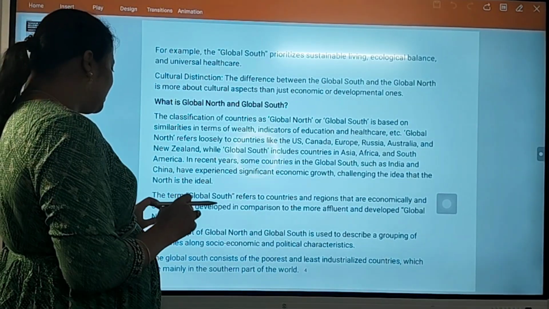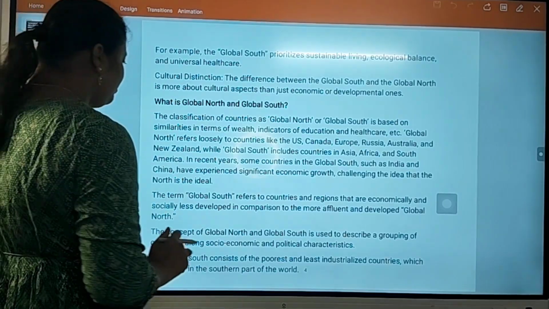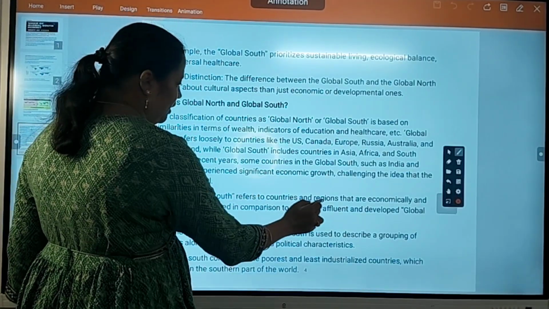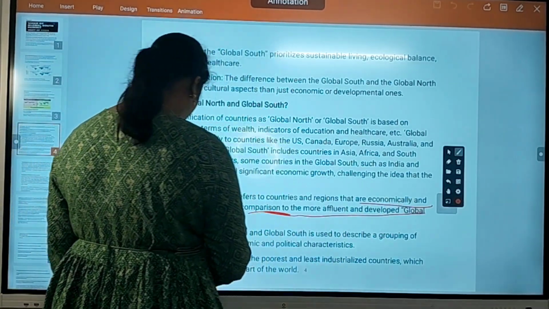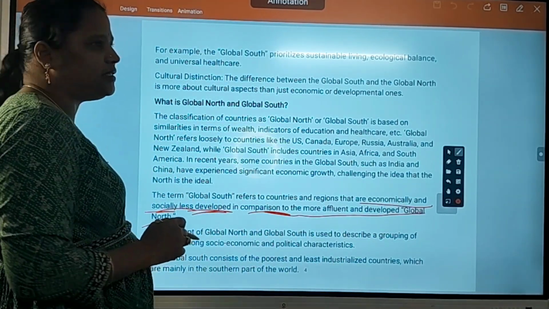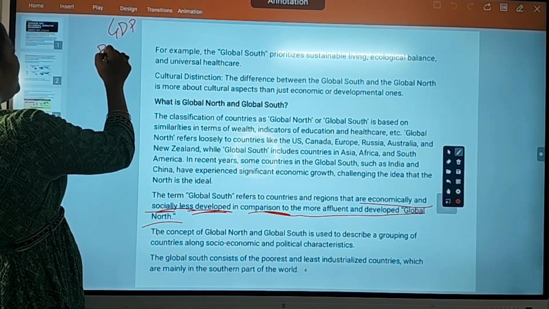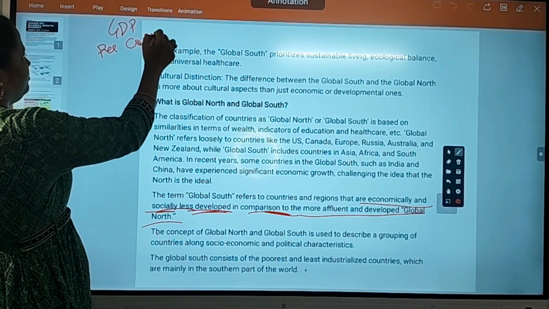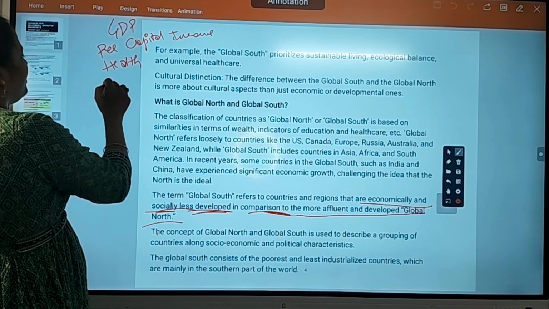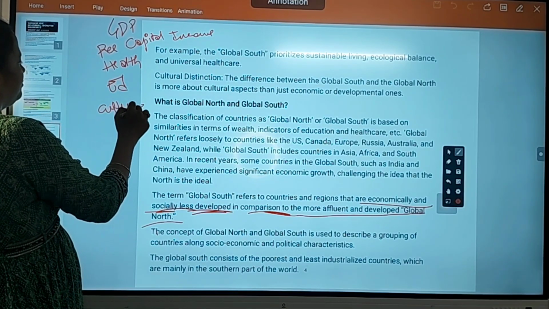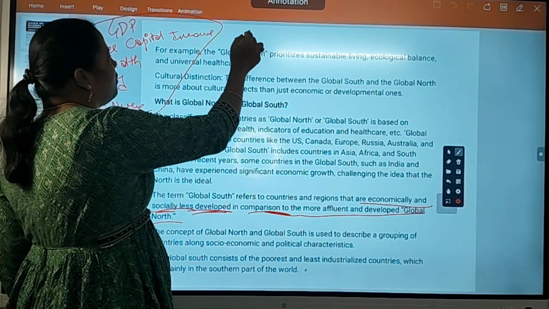So the term Global South refers to countries and regions that are economically and socially less developed in comparison to the more affluent and developed Global North. The concept, as I am already telling you, is the same thing: GDP, per capita income, health, education, culture. In all these things, a country is decided whether it is developed or not.